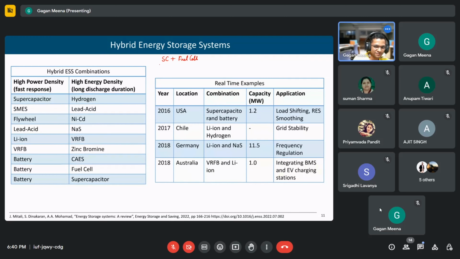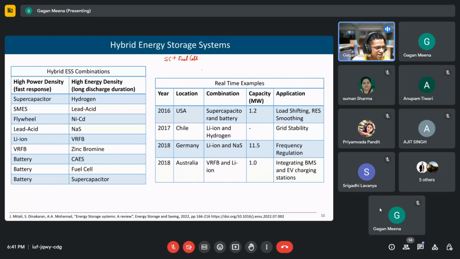The problem is why they've considered these two. Why can't we go with only fuel cell? The problem with fuel cell is its response is slow. It cannot immediately provide power. It cannot supply that immediately. It will take a few seconds. But supercapacitor is very fast, very quick.